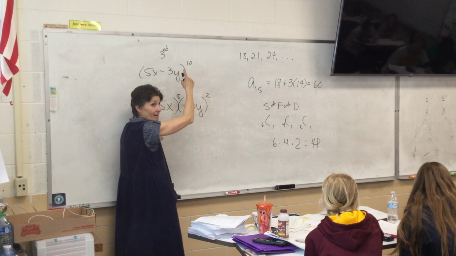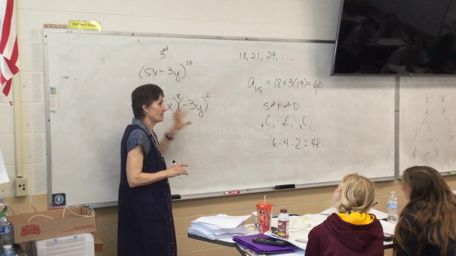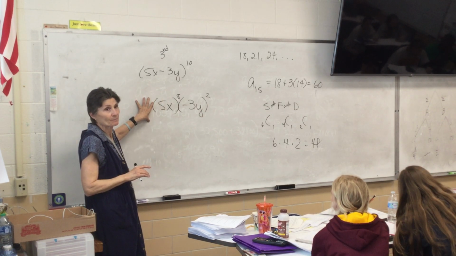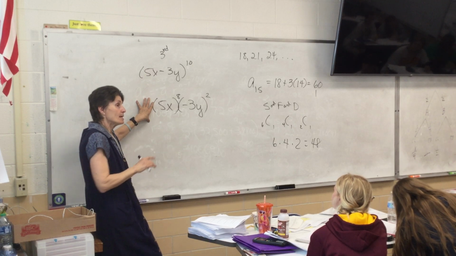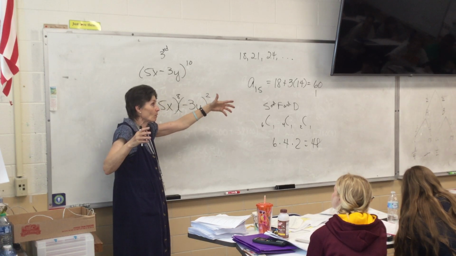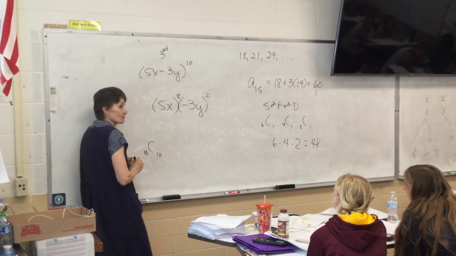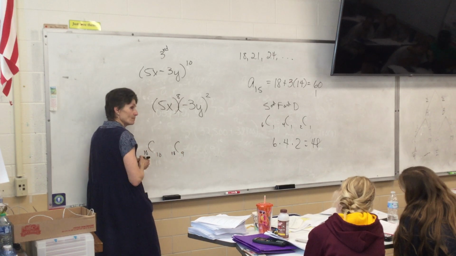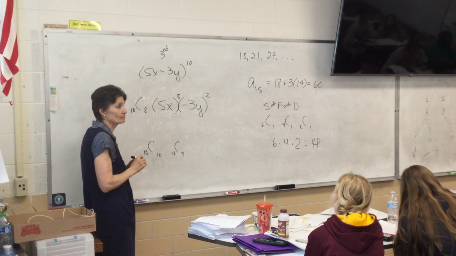Now wait, you're not done. There's something missing. Every term has a coefficient. Okay? Every term has a coefficient. In the expansion to the 10th power, the first coefficient is 10C10. The second coefficient is 10C9. And the third coefficient is 10C8.